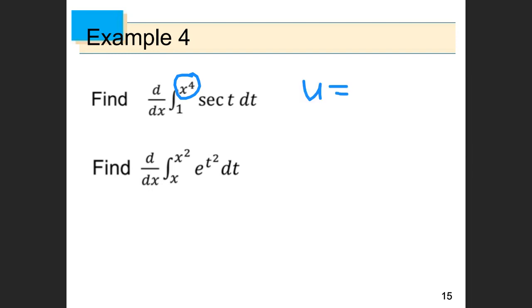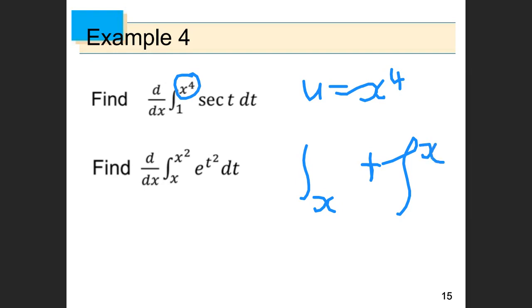So you're going to let u be x to the power 4 and then find du dx and then apply chain rule. So this one is straightforward. Now, what you do for the second one is similar to what we did already. You need to split this integral into 2. So you need to split from x to some upper bound plus integral from some number all the way to x squared. Now, your choice of splitting, remember what I said, you need to consider this function there. e to the power t squared is continuous on the set of real numbers.